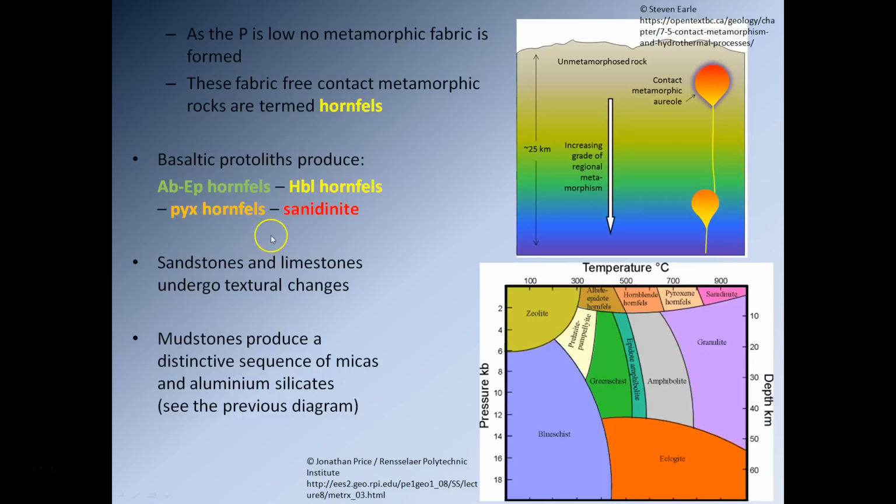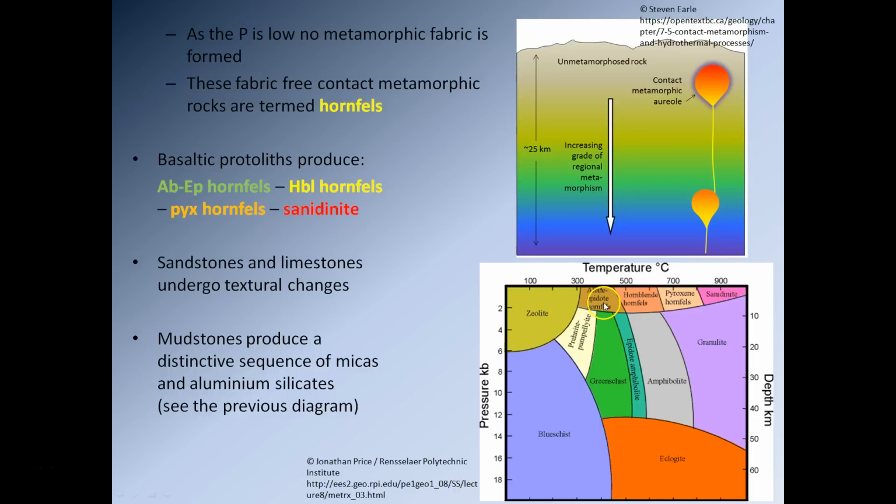So hornfelses are split into essentially 4 distinct groups, and we can see them here on this diagram. And so we have increasing temperature this way. Note the pressure stays very, very low at all times. That's because we're in the top 5 kilometers of the crust, so the pressure remains relatively low, geologically speaking. So we have albite epidote hornfels, which is the lowest temperature. Then we have hornblende hornfels, which is the intermediate, pyroxene hornfels, higher temperature still, and sanidinite, which is the highest temperature of contact metamorphic rocks.